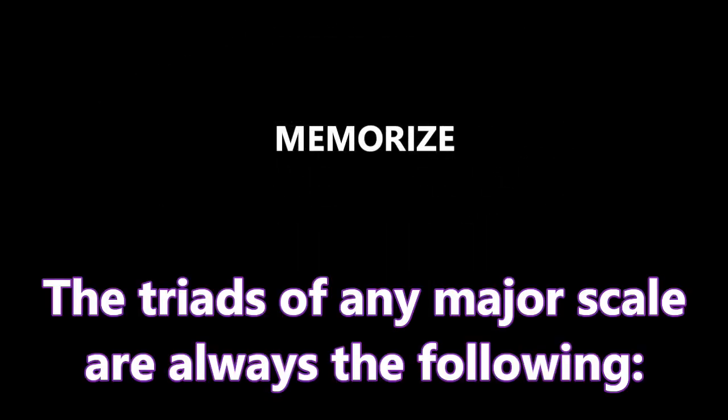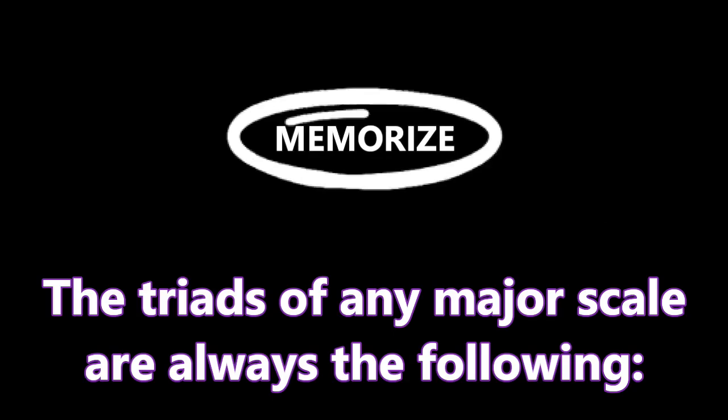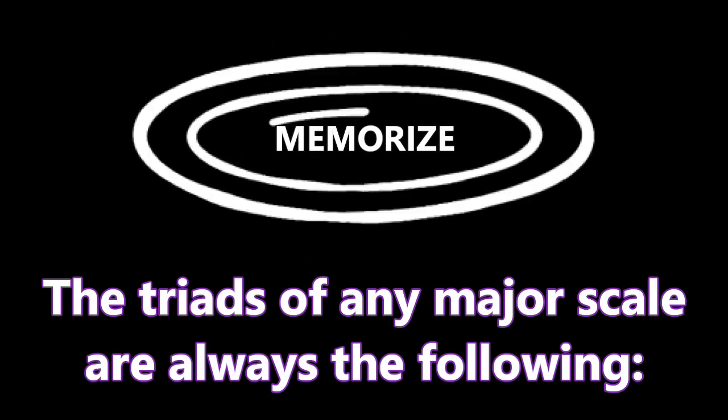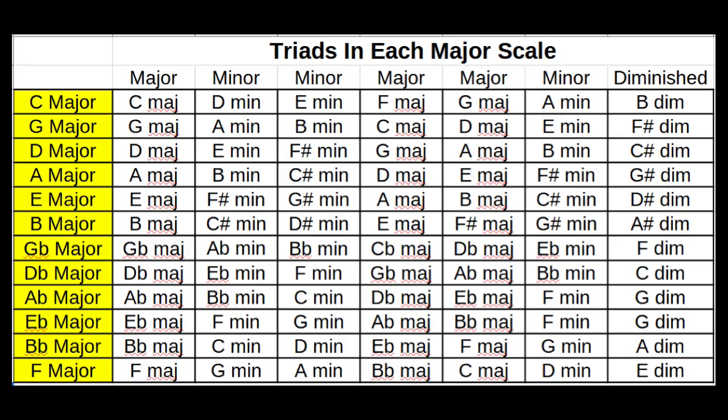Now, here is something important to memorize. The triads of any major scale are always the following: major, minor, minor, major, major, minor, diminished. This will never change for the major scale in any key.